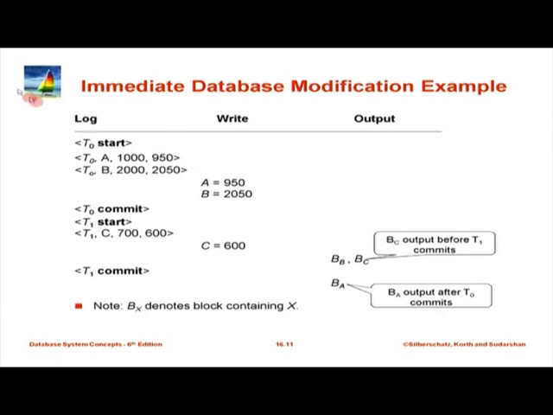Okay, so this is what immediate database modification allows. But the important thing is the log records already have the writes which T0 did and which T1 did. So even if something has not been output, it's okay.